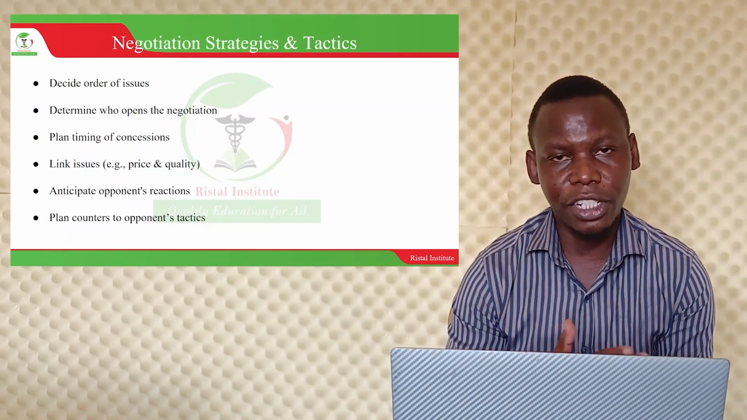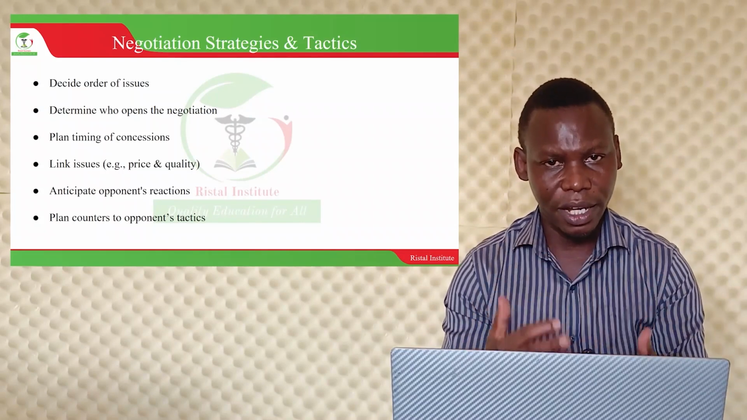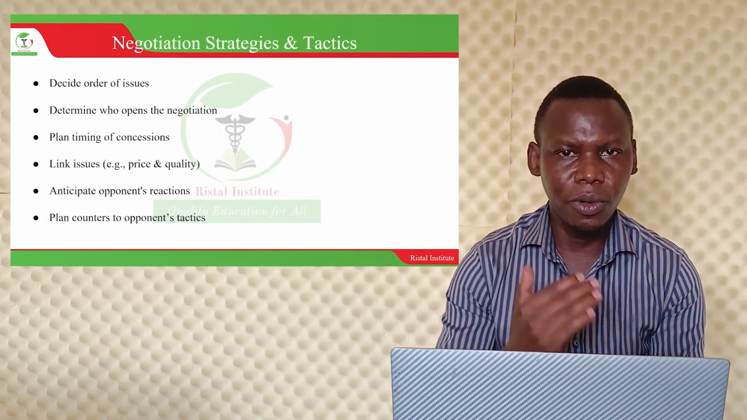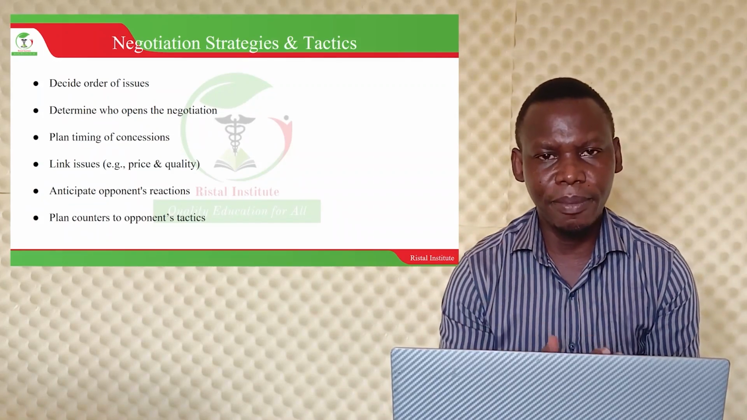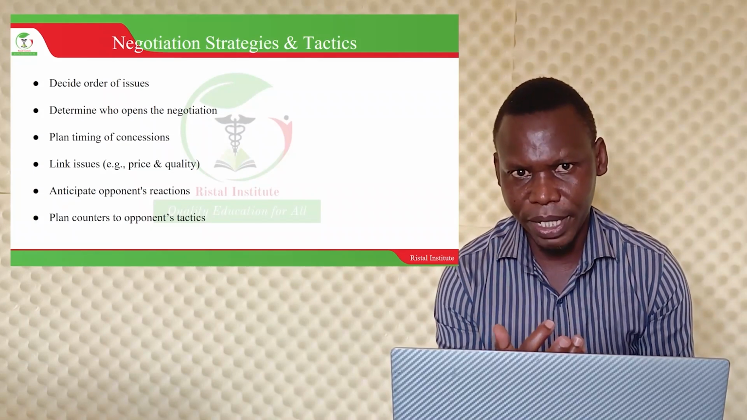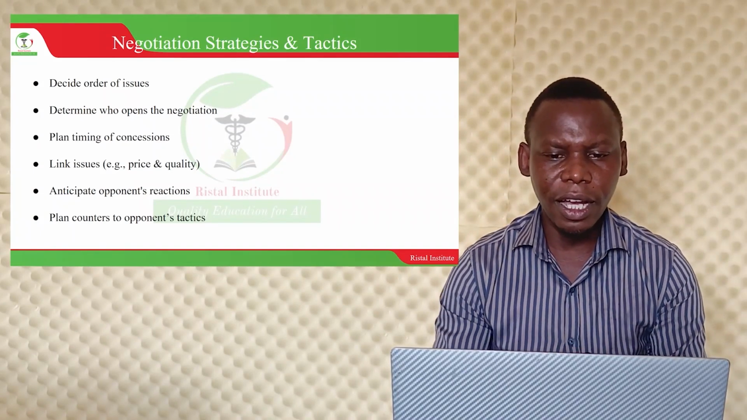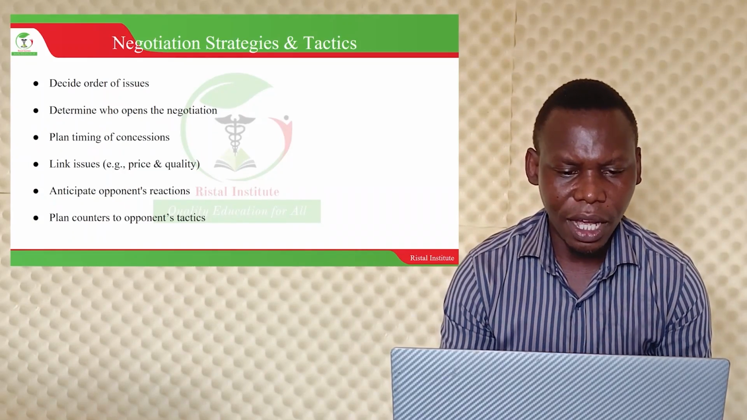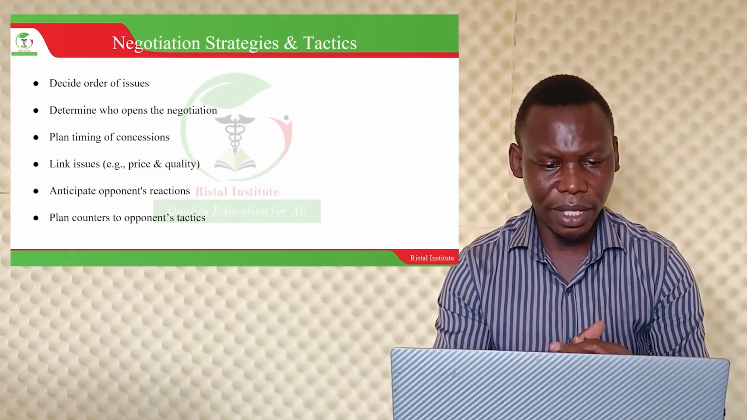Of course, there is a negotiation committee. Always when there is a negotiation, there is a committee that is formed to go and negotiate. So you need to decide in the committee who will come first to present. Then the second person will come and present which point. You need to determine that. Also on the strategies and the tactics, it also involves determining who opens the negotiation, I've already talked about that.